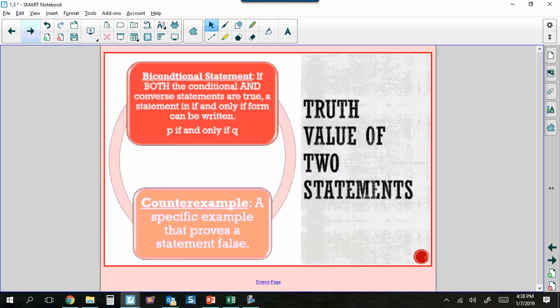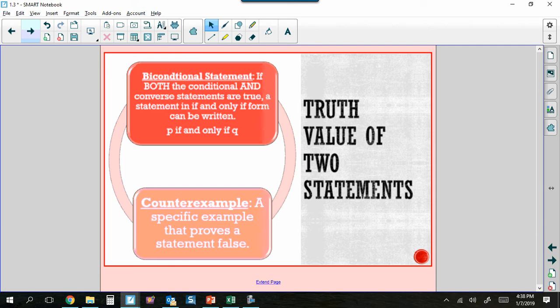So just know that your converse could be true or could be false. I would say 90% of the time we will work with a true conditional statement. And then the converse, true or false, is where you're going to decide what you'll do next, whether you're going to write something called a biconditional statement or a counterexample.